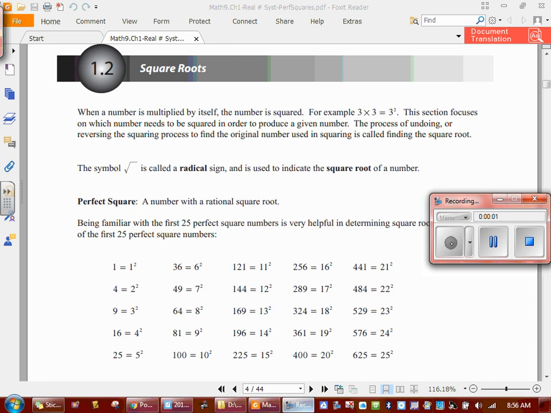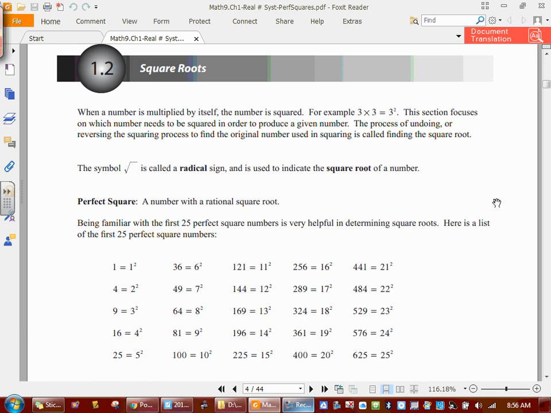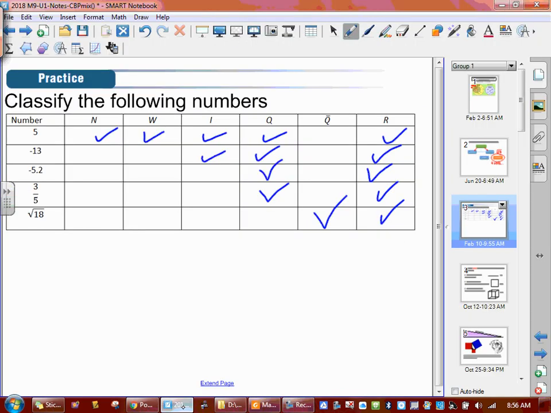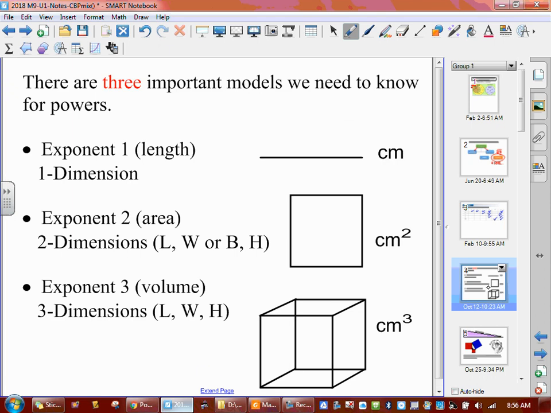Okay, this is lesson 1.2. We're talking about perfect square roots. So we're talking about perfect squares. We actually have to go back and talk about one-dimensional, two-dimensional, three-dimensional objects. So this is what we're going to talk about.